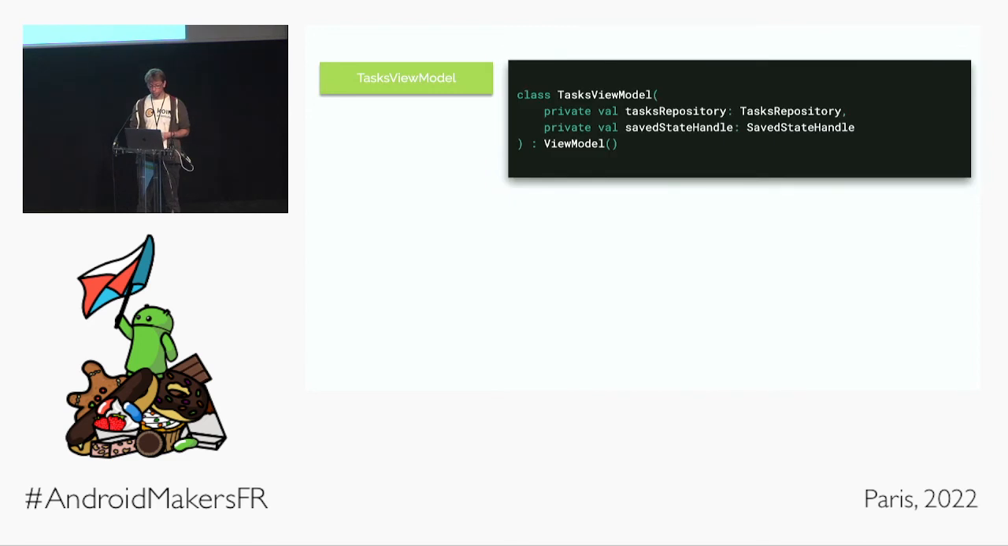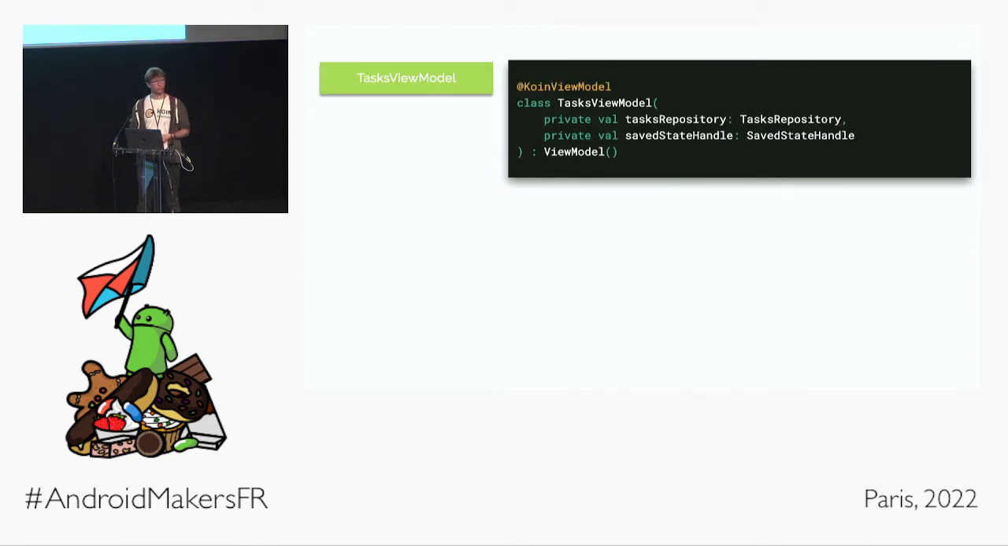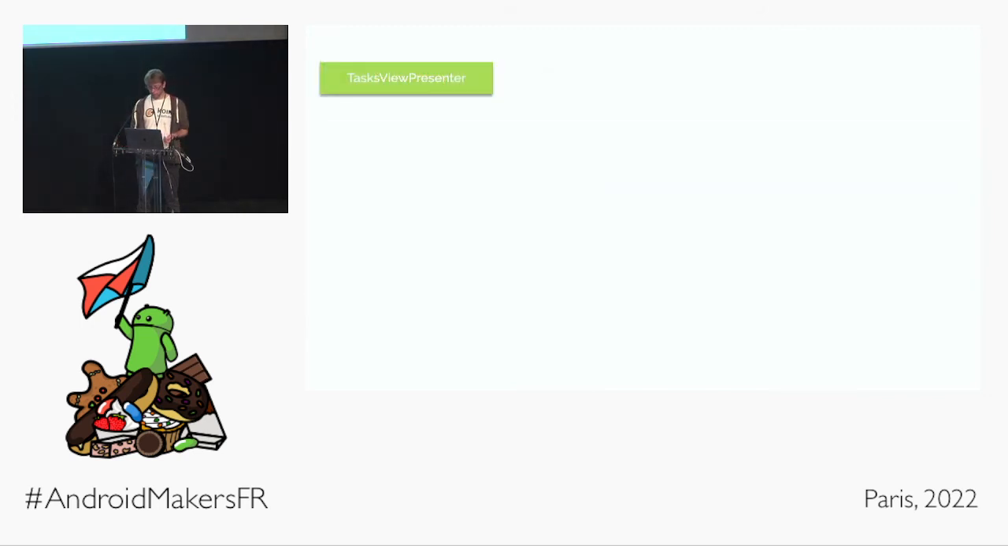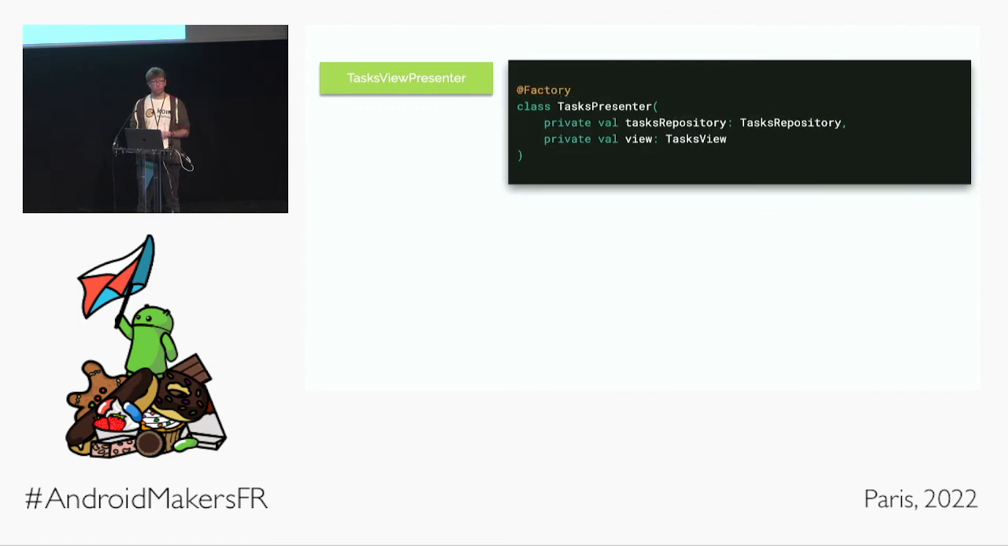On the view model, you just say add Koin view model, and then you declare everything. You just have the same schema as the basic DSL for Koin. And then on the activity by view model, bam. And mainly, if you have also the presenter, you just can tag it at factory. We keep really the same semantic as the DSL.